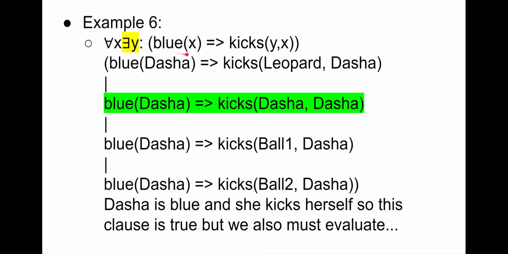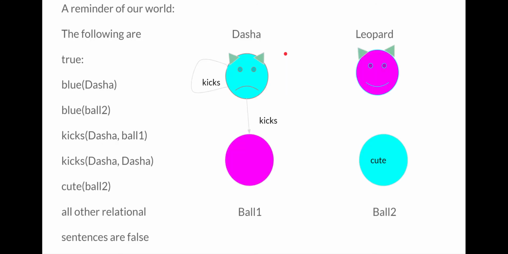So intuitively speaking, what we're saying is that in every case where there's something blue, that means that something kicks that thing. In other words, if you're blue, you're getting kicked. And we can see in our example that ball 2 is blue, but isn't getting kicked. Dasha's blue and is getting kicked, and the others aren't blue and they aren't getting kicked.